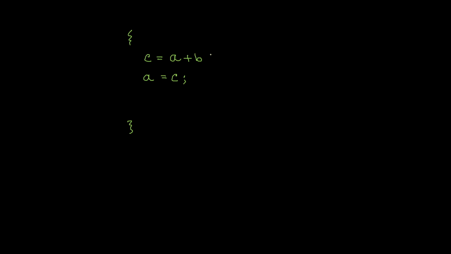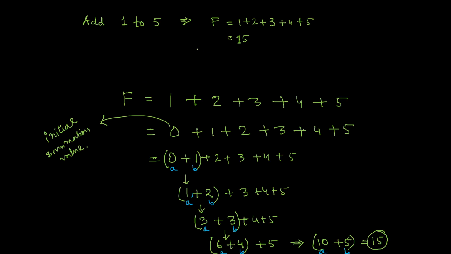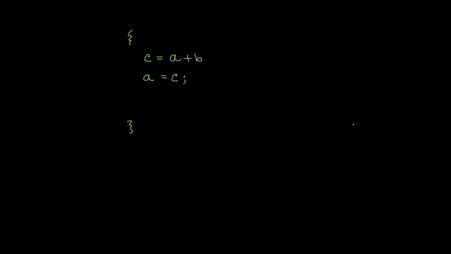But what about B? What will B contain? B must contain the next term. This is term number 1, then term number 2, then term number 3, then term number 4, then term number 5. So B is actually representing different terms, incremented by 1 and started from 1 till 5. This can be the loop variable in my for loop.